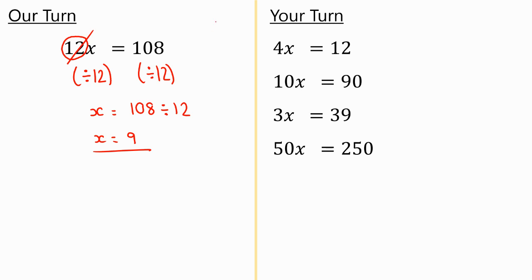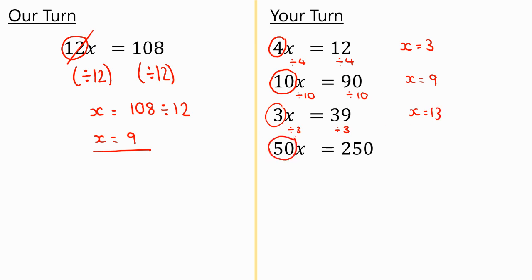Okay, answer time. For the first one, x is 3. That's because to get rid of a times by 4, we divide by 4. And 12 divided by 4 is 3. This time we divide by 10. When we do that, we find x is 9. Next one, we are dividing by 3 to get rid of this times by 3. So we find x is 13. And lastly, we've got a times by 50 here, so we're going to have to divide by 50, to find x is 5.